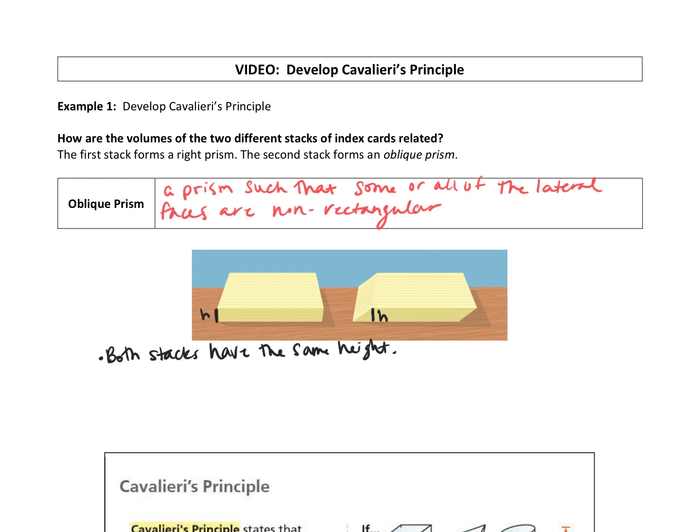So we are creating this stack by piling up individual index cards. So these index cards would represent a cross section of the prism. And so there's just a bunch of these cross sections piled on top, so a bunch of these index cards. The area of each index card, whether they're stacked straight up like this or kind of tilted like this, the index card did not change shape. So the area of each index card is the same.